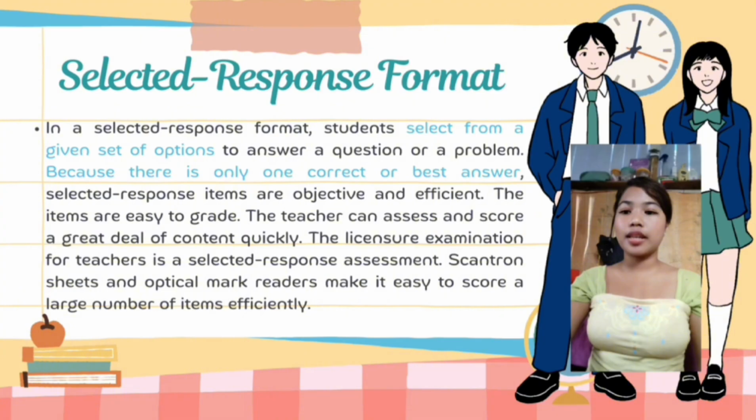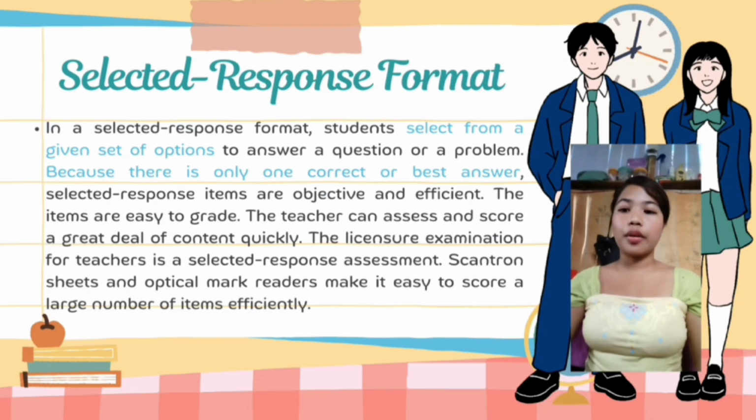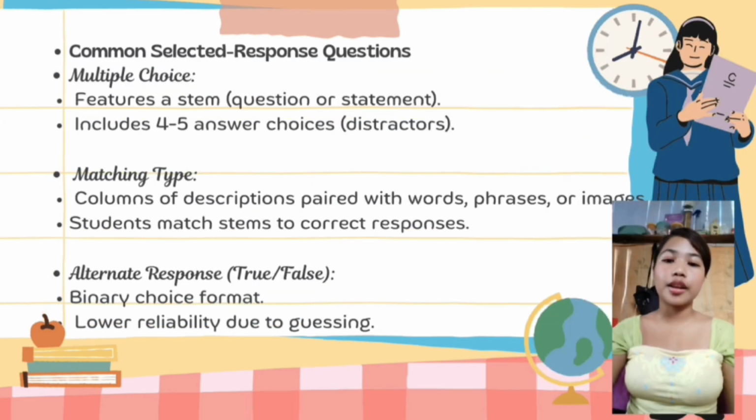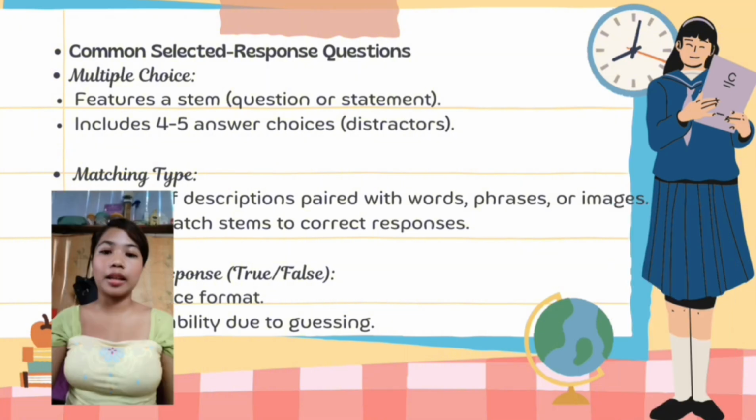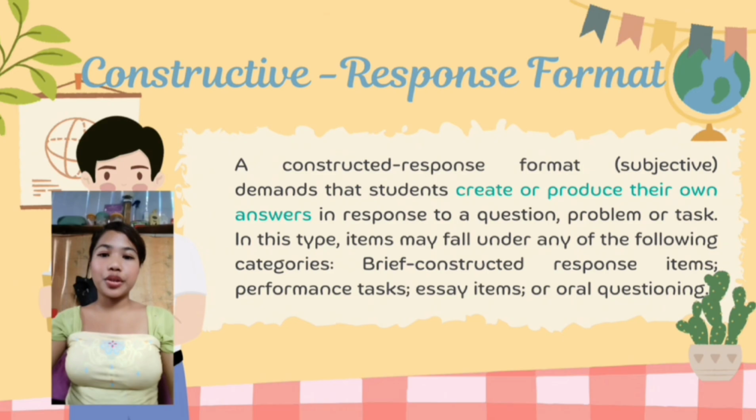In selected response, students choose answers from a provided set of options, making the process objective and efficient. There is typically one correct or best answer. In this selective response format, the assessment is objective, in which the teacher gives a set of questions to be answered. The teacher provides answer sheets so the students can choose the best answers. And in selective response format, there are several types like multiple choice, true or false, matching, or fill in the blanks.